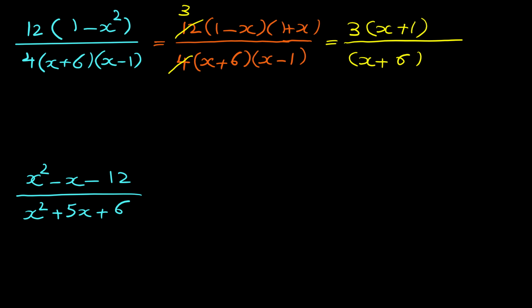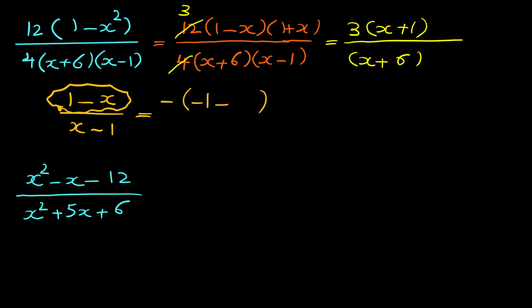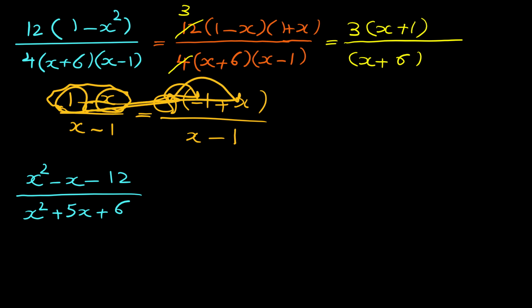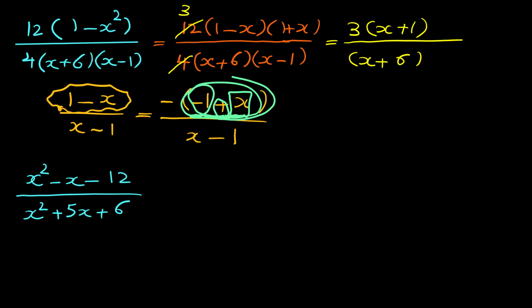When we have 1 minus x and x minus 1 in the denominator, if you factor a negative from the numerator, what happens? In the numerator we have negative 1 plus x, and in the denominator we have x minus 1. Attention, if you multiply negative by negative 1, it's 1. Negative times x is negative x. Now attention, this bracket is x plus negative 1, or x minus 1, and this is exactly x minus 1.